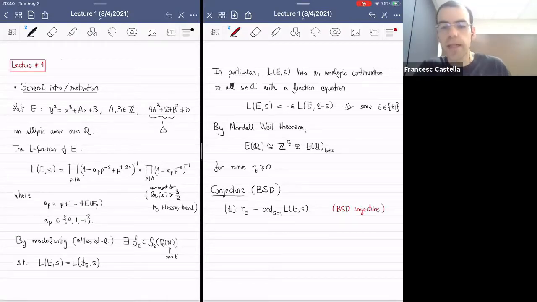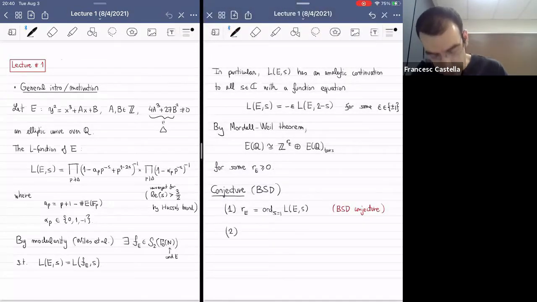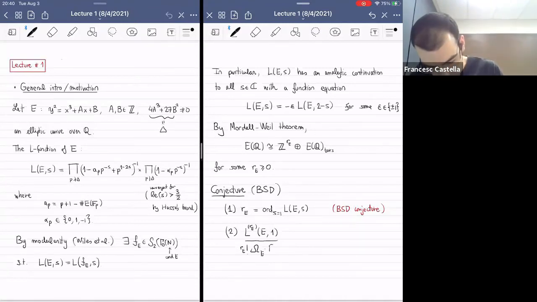Okay, and there is a second part that is usually referred to as a refinement, which also predicts the formula for the leading term in the Taylor series around s equal to 1. So the r-th derivative at 1 divided by r factorial, and then there is the real period and the regulator, that once we divide that, we should get something algebraic.